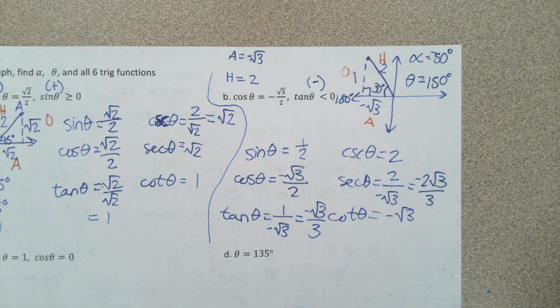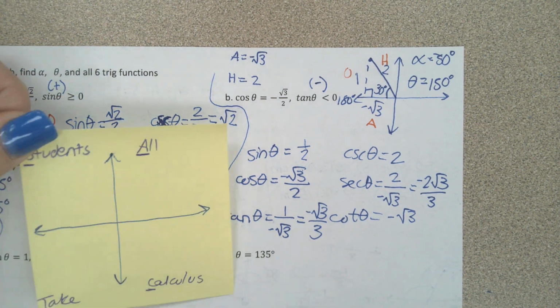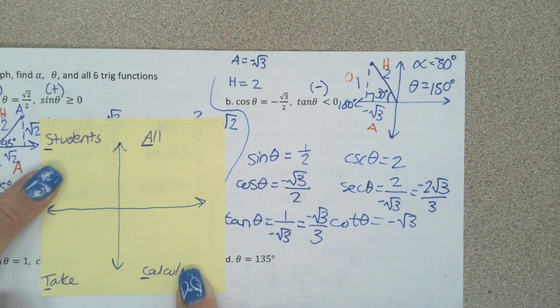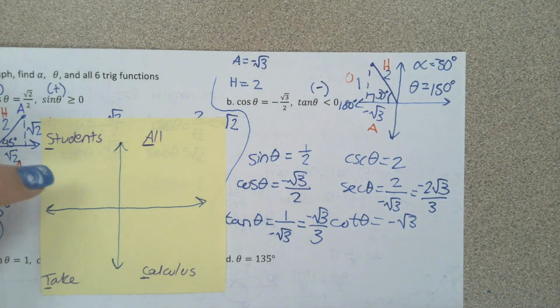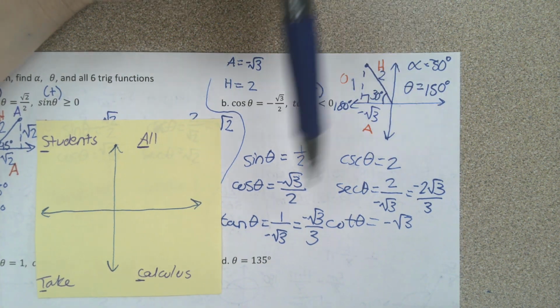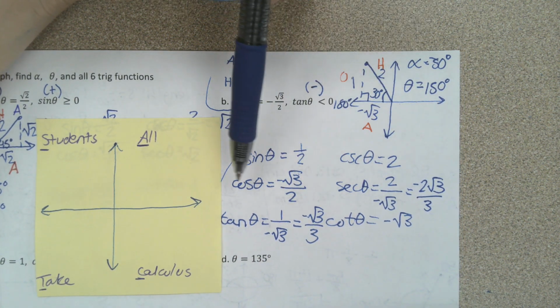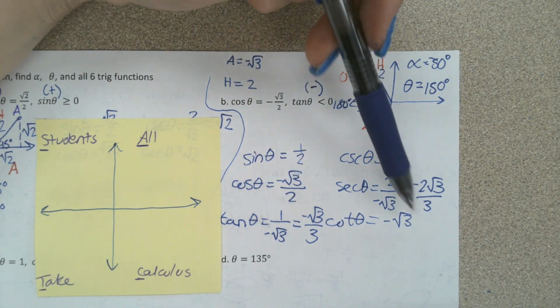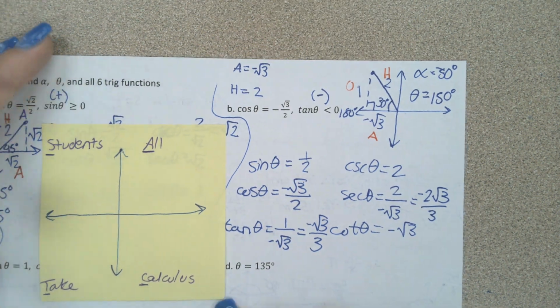Again, quick check. We are in the second quadrant here, where sine is positive, cosine and tangent are negative. So we're going to check, is sine positive? Yes. Cosine and tangent need to be negative. Negative, negative, and then their opposites are negative as well. Just a quick check.